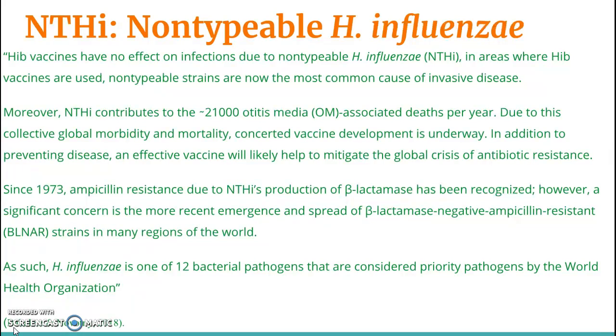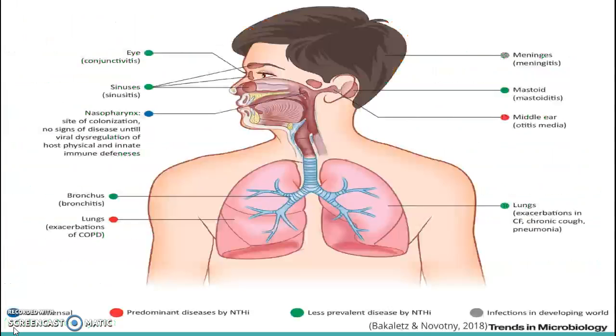Ampicillin resistance due to non-typeable H. influenza's production of beta-lactamase is recognized and is a significant concern. As such, H. influenza is one of the 12 pathogens that are considered a priority by the World Health Organization because non-typeable H. influenza contributes to about 21,000 otitis media infections and deaths per year. And there is no vaccine for this type of H. influenza. The antibiotic resistance of this type of bacteria has made it particularly tricky to treat.